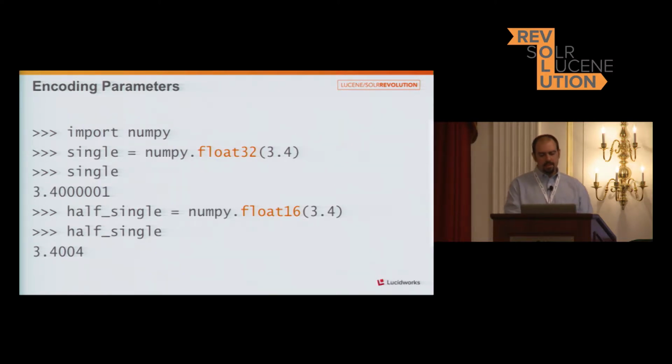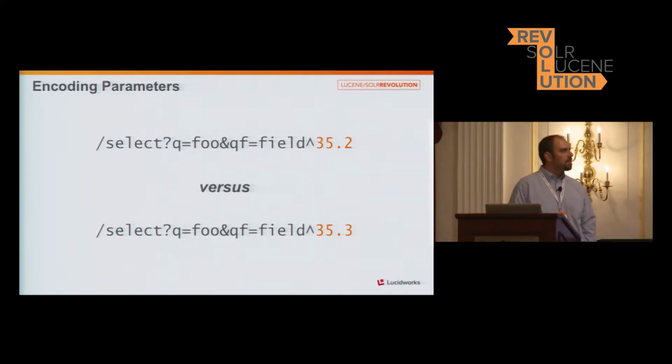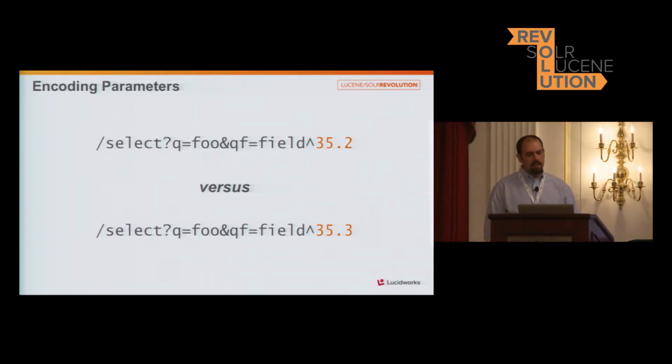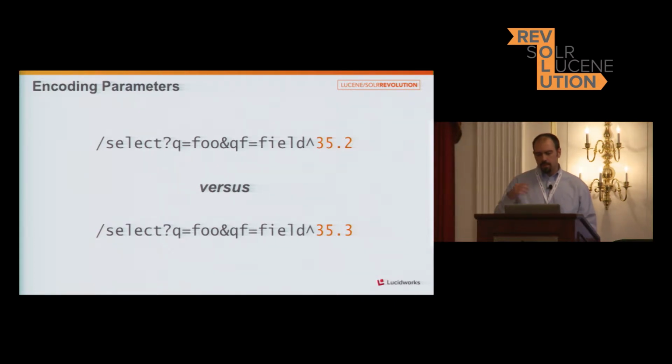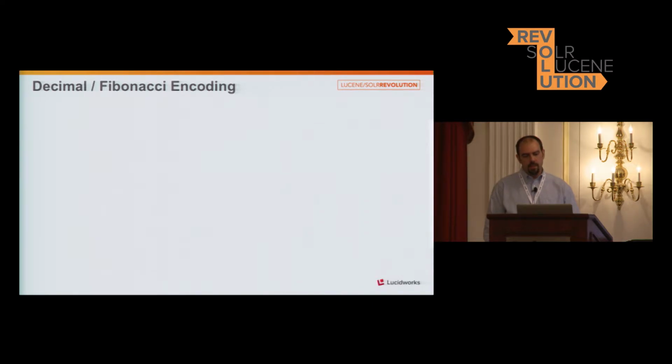And then, as I was thinking about it, I thought about a situation like this, where we've got two select queries, and we're looking at a field. And since the boost values are floating point numbers, I could say field boosted by 35.2 or field boosted by 35.3, and those could be two different candidates. And I decided that those were too close to really care about. So I was looking for a mechanism to really trim down the size of my encoded candidate solution value. And I came up with what I'm calling decimal Fibonacci encoding.